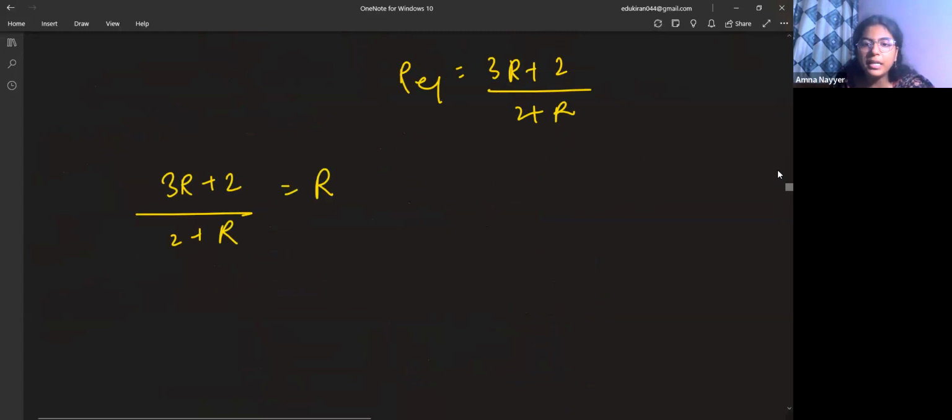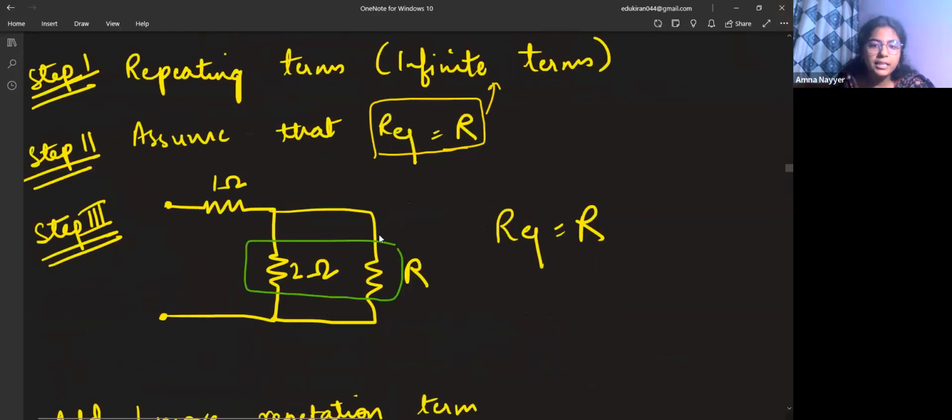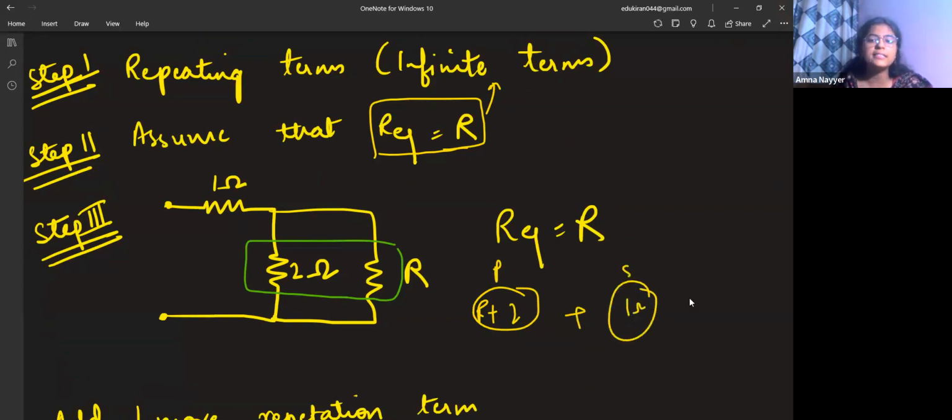I am repeating because you should understand this fact. The series combination of R plus 2 in parallel, plus the 1 ohm resistor in series, is still the equivalent resistance which was assumed when the infinite resistors were present. Even if we have added one more term by ourselves just to get some other values, our answer will still be R. Is this part clear to all of you or not?